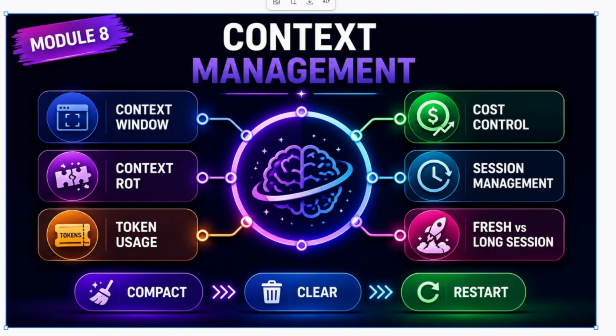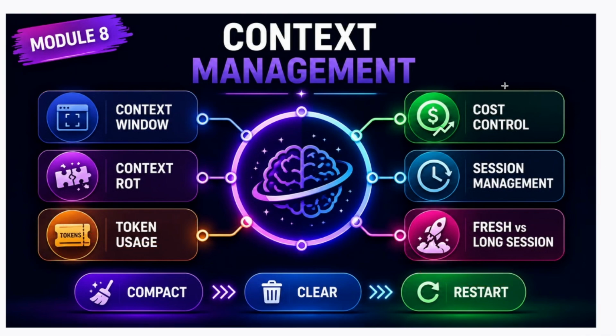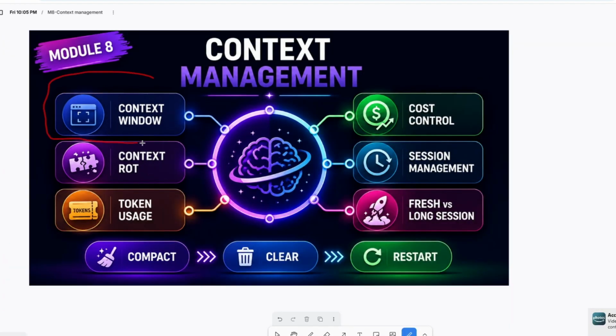Now let's try to understand these six concepts. Six concepts on this diagram, three actions on the bottom. These are the three actions, and these are the six items which we should know. Let's start right away. Everything starts here. The context window. The context window is the single most important technical concept to understand about how Claude Code works.